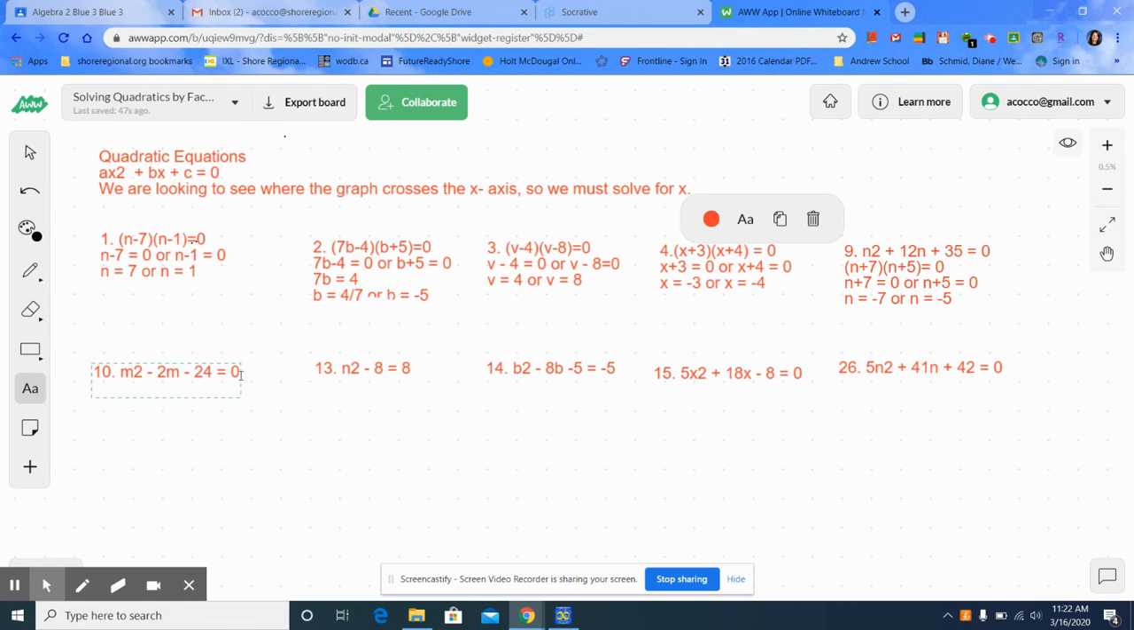Same thing here with number 10. We're ready to go. It's a trinomial. A is 1. What multiplies to negative 24 and adds to negative 2 would be m minus 6 and m plus 4. So m equals 6 or m equals negative 4.